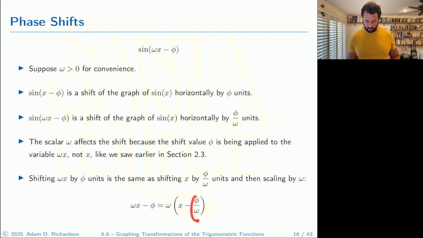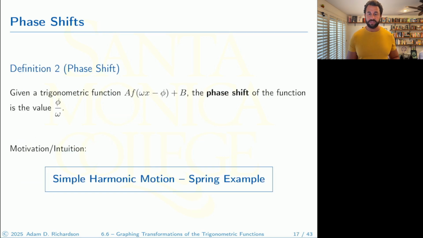Okay, so what is this shift called? This is what we call a phase shift. And I'll give you some motivation, some intuition for why, some knowledge on the mathematical horizon. So if you've got a trigonometric function in just a general form, the phase shift of the function is the value phi over omega.